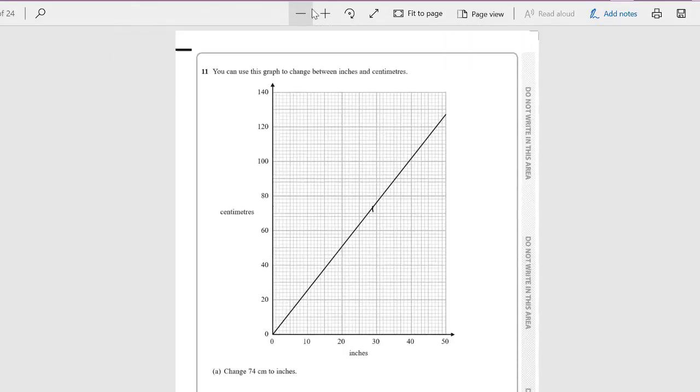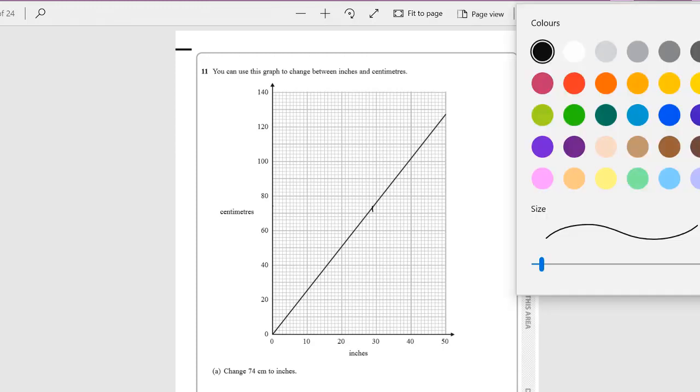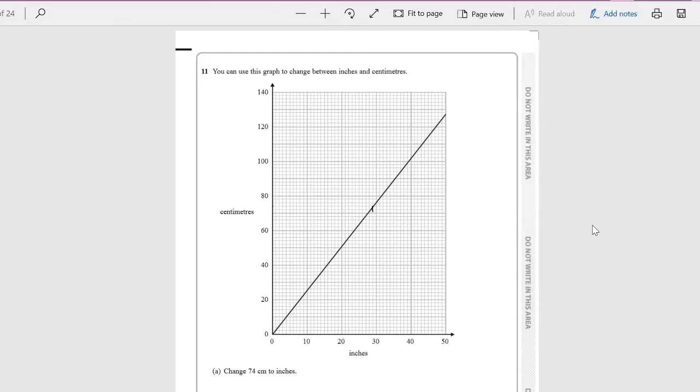Okay, let's just zoom out for this one. Different color. So it says you can use this graph to change between inches and centimeters. So this is like a conversion graph. Change 74 centimeters to inches. So on the y-axis we've got centimeters, on the x-axis we've got inches.